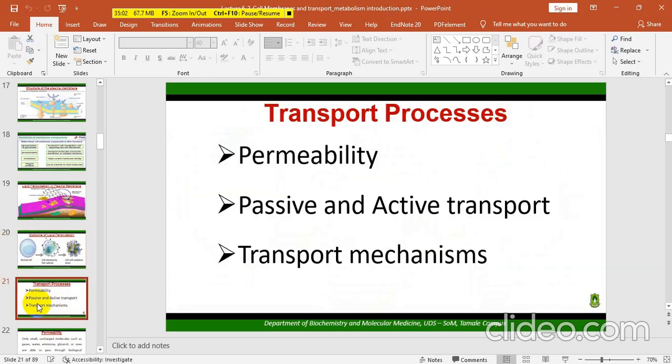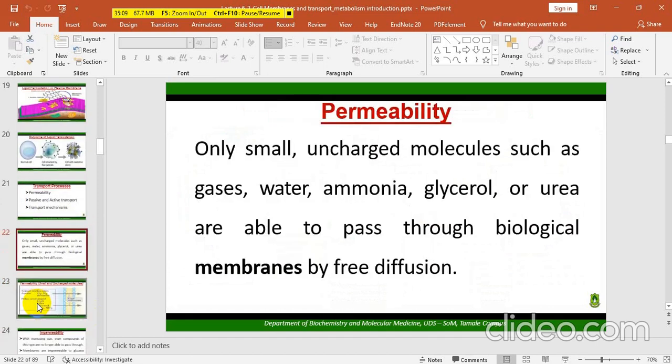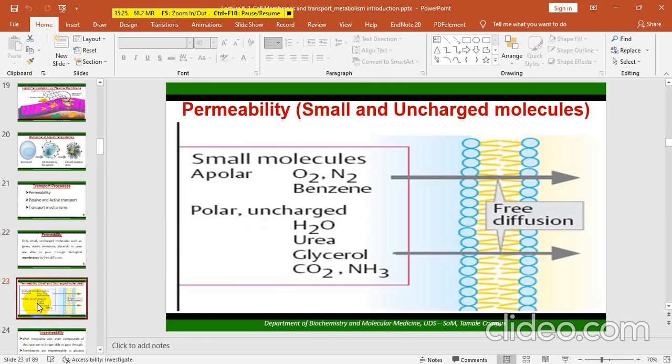Okay, so transport processes. We will be looking at permeability, passive and active transport, transport mechanisms. Only small uncharged molecules, such as gases, water, ammonia, glycerol, or urea, are able to pass through biological membranes by free diffusion. Examples, you can see simple diffusion: small molecules like oxygen molecule, nitrogen molecule, benzene can easily pass through the cell membrane.